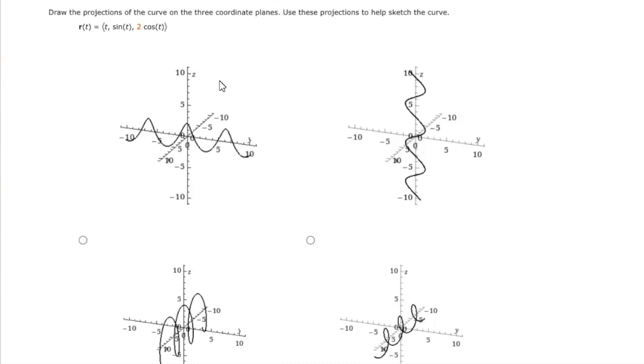you can eliminate this one because on the yz plane it doesn't look like this. But these two, they do look like it, right? When you look at it. But which one? B or C? Sure? Why? Oh, I changed my answer. Okay, good. You finally got it.